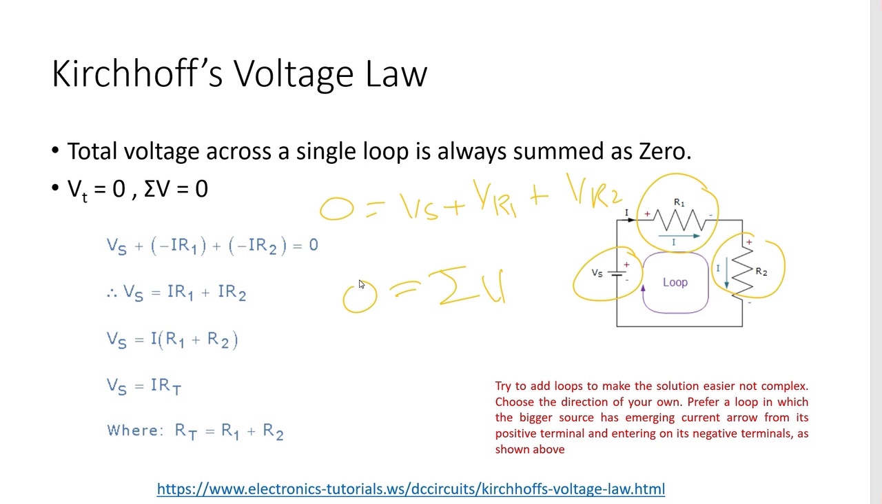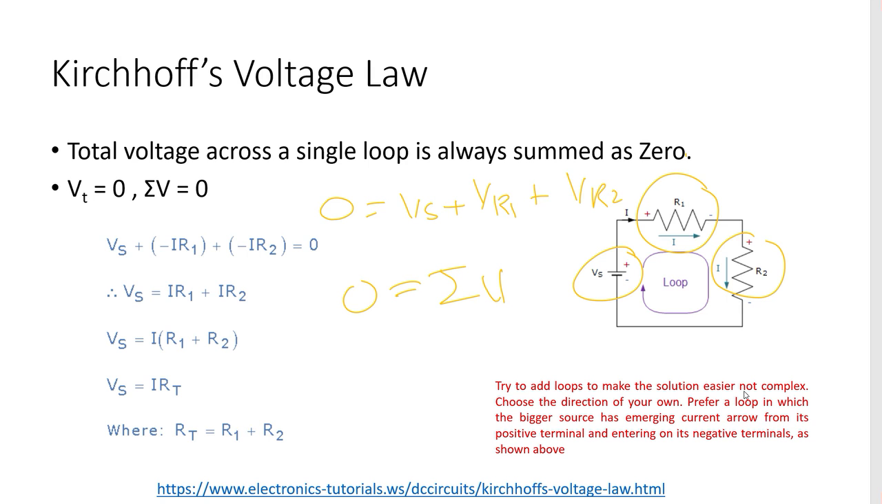So here is a thing that one must know. Try to add loops that make the solution easier, not complex. So in the previous slide we saw that one was amalgamating the loop structure, but what if the same amalgamation makes our mathematics easier? So we should prefer a loop in which the bigger sources have emerging current arrows. This will be very helpful if you see it in some problem solving.